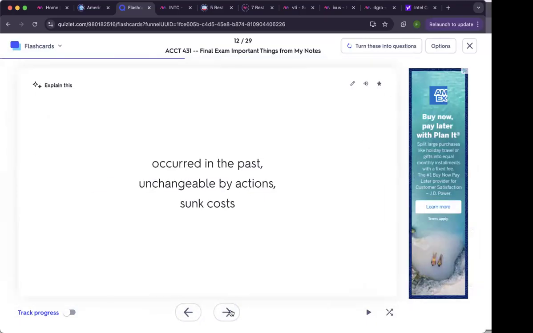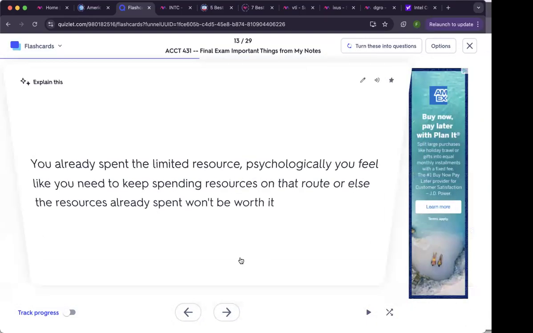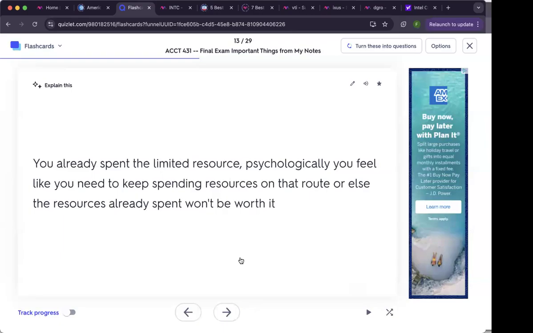And I mentioned sunk costs. So what's the sunk cost fallacy? It's when you already spent limited resources and you psychologically feel like you need to keep spending resources on that route, or else the resources already spent won't be worth it.